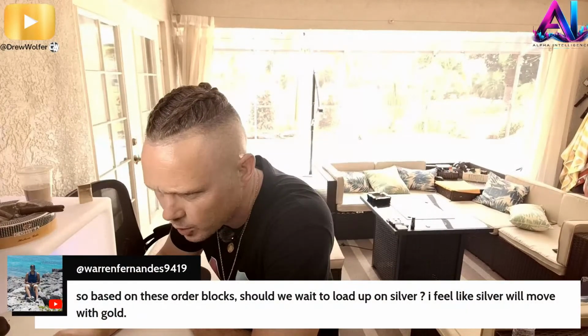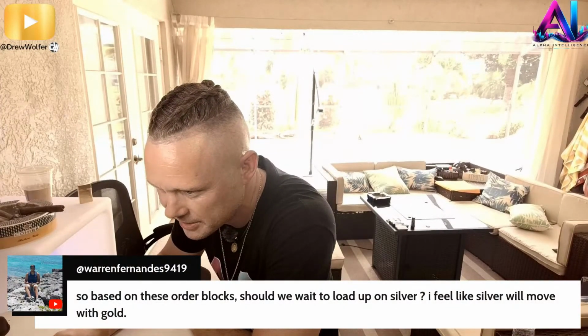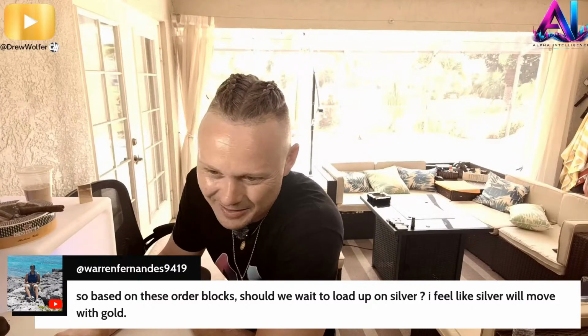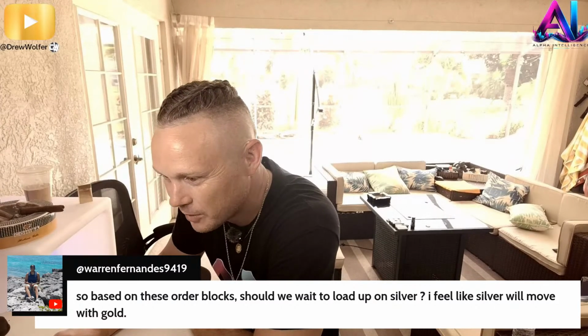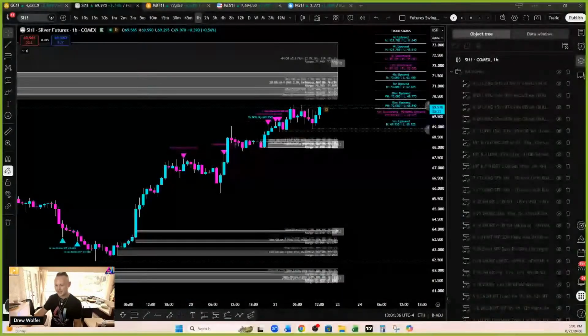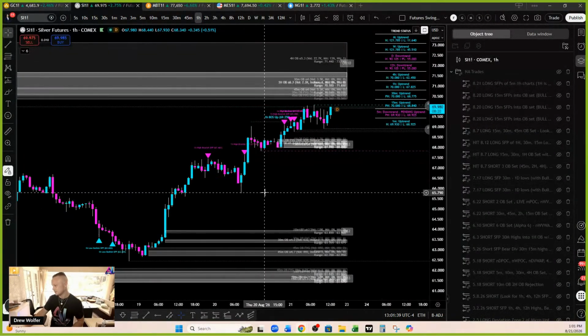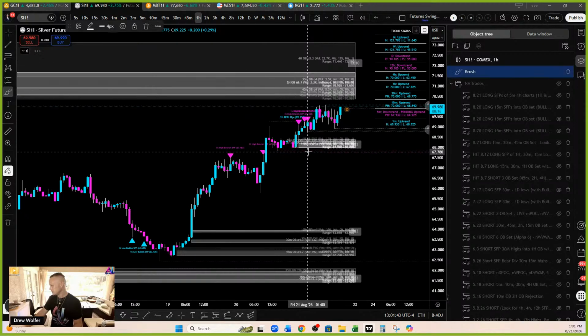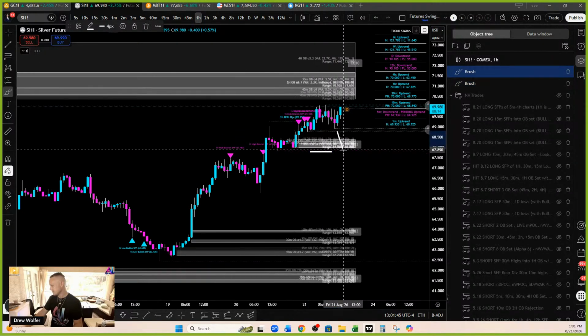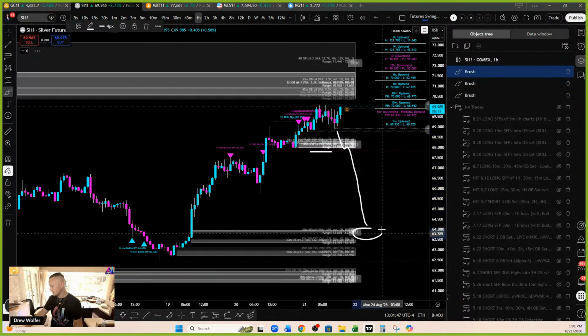So based on these order blocks, should we wait to load up on silver? Warren, I can't give you financial advice, bro. I feel like silver will move with gold. I'll do the TA for you, but I'm not going to tell you to wait, you've got to make that decision for yourself, dude. One thing I'll tell you, if you lose this level right here, 67.78, you're coming down to about 64.